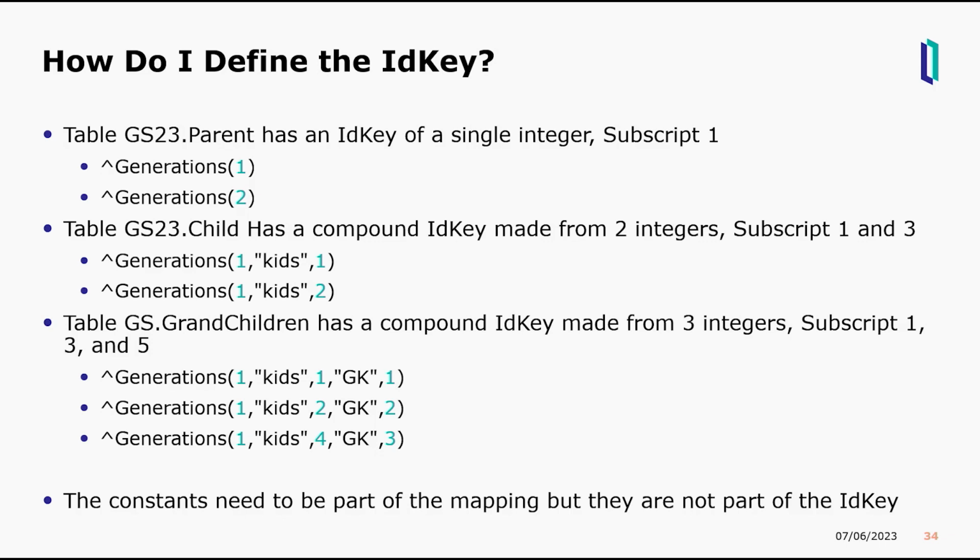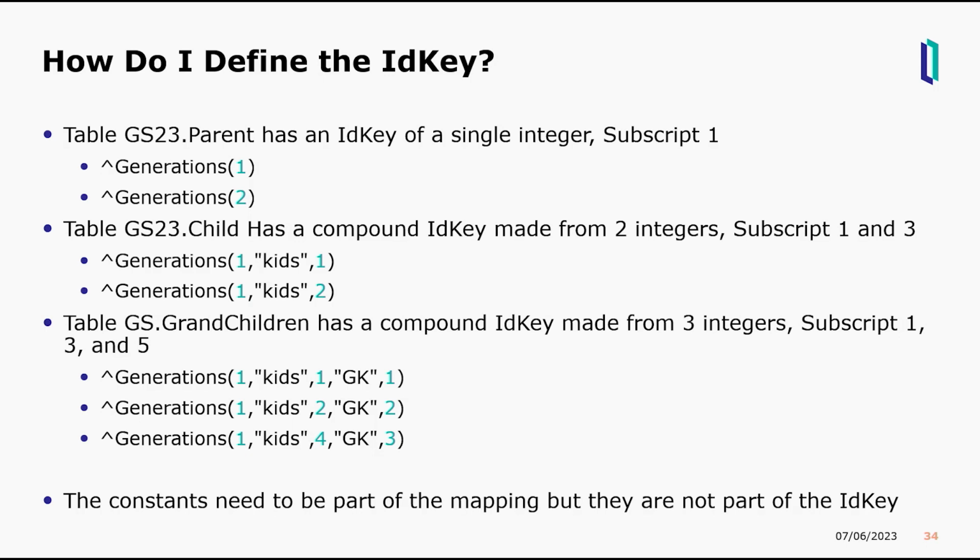simple. It's just like the house example, right? There's just a simple integer, 1 subscript, nothing to do there, right? So that's easy. The ID key for the parents is just an integer. We only have 2 rows in that table. Okay. The child class has 3 subscripts. Okay. 2 of them are integers, 1 of them's a constant.